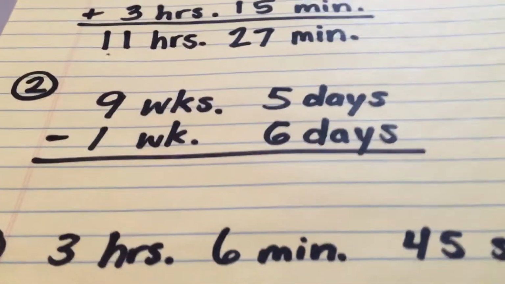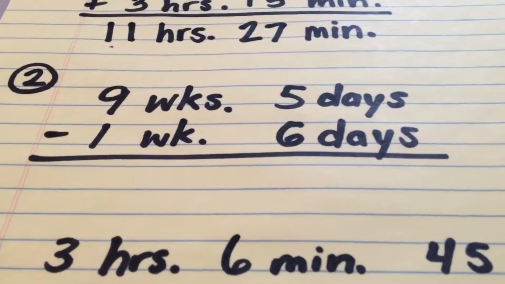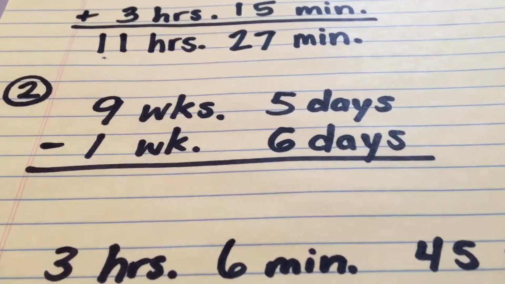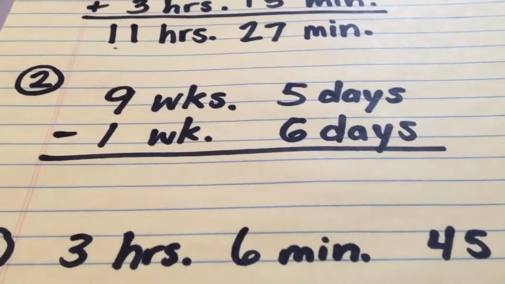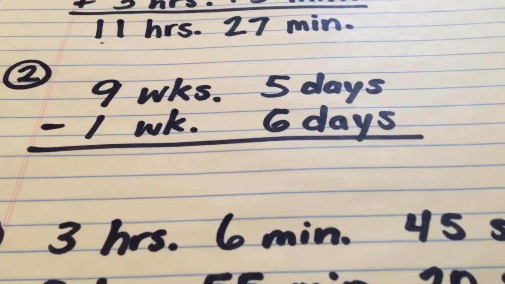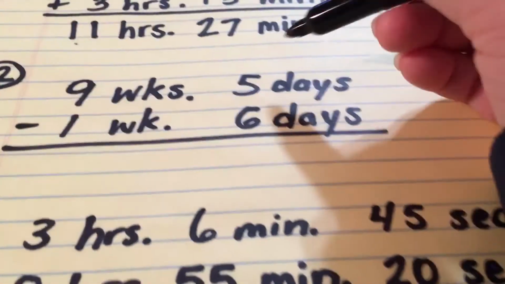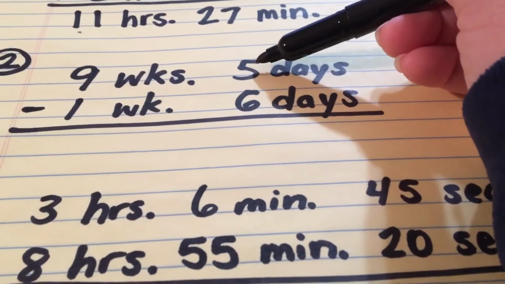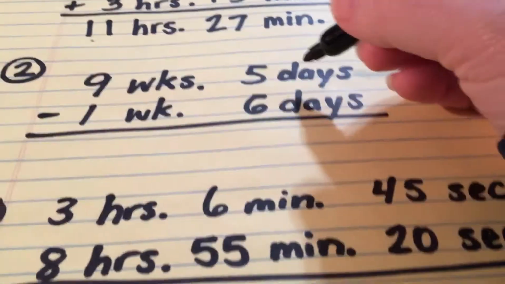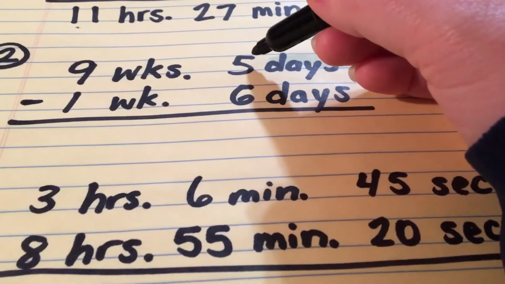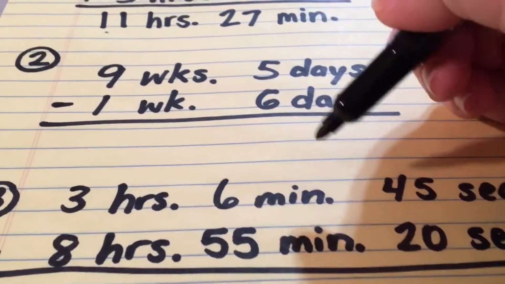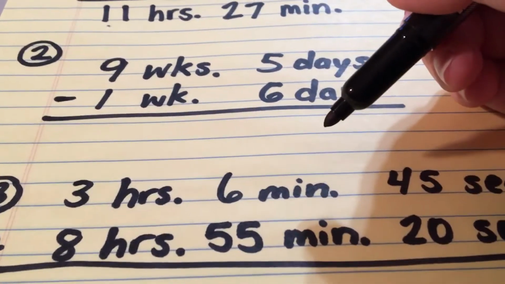Let's try one that takes a little bit more thinking, okay? So let's try a subtraction problem. 9 weeks, 5 days, minus 1 week, 6 days. Now for this one, there's definitely going to have to be some regrouping going on. For example, can I subtract 5 minus 6? Well, no, I can't. When there's more on top, there's no need to stop. But when there's more on the floor, we've got to go next door and get some more. So that's what we're going to need to do.